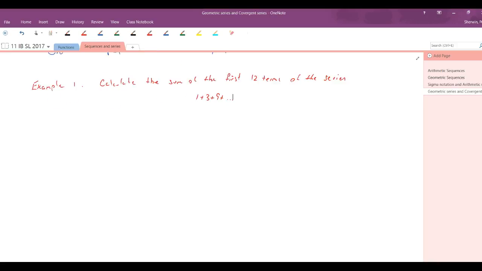Okay, let's have a look at this example here. Calculate the sum of the first 12 terms of the series 1 plus 3 plus 9, and so on, going on to the first 12 terms. Right, what do we need? Well, we need to know the sum of 12 terms. We're going to need the first term. Now we're going to use r to the n minus 1 over r minus 1, because r in this case we can calculate: any term divided by the term in front is equal to 3. That works for 9 divided by 3 and 3 divided by 1. We know that u1 is equal to our first term there, 1, and n is equal to 12.